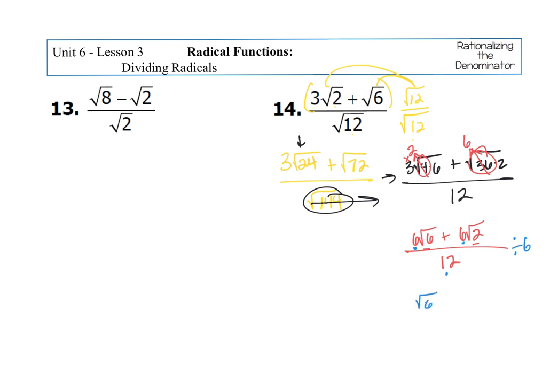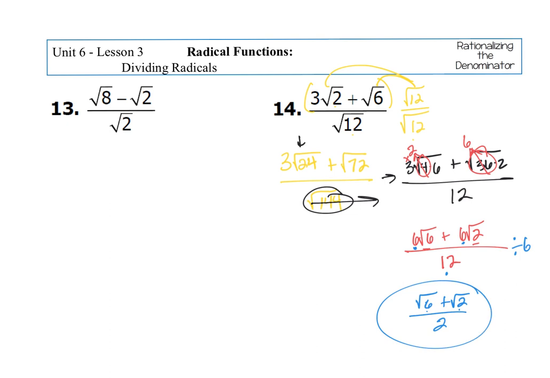So we have 1 square root 6 plus 1 square root 2. And 12 divided by 6 is 2 in the denominator. Again, you cannot touch these radicands, the square root 6 and square root 2, because it would have to be another square root in the denominator term that would divide into them.